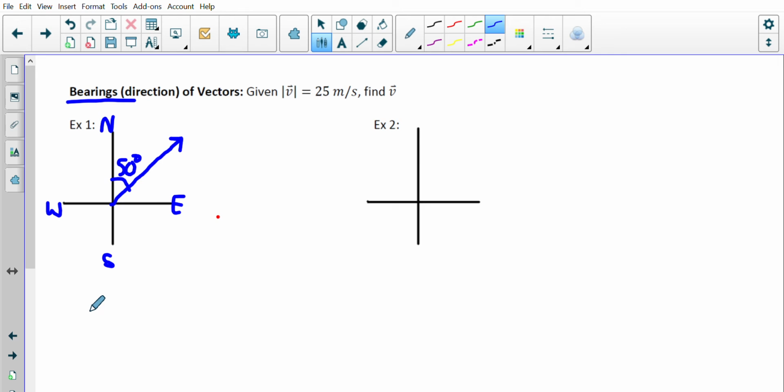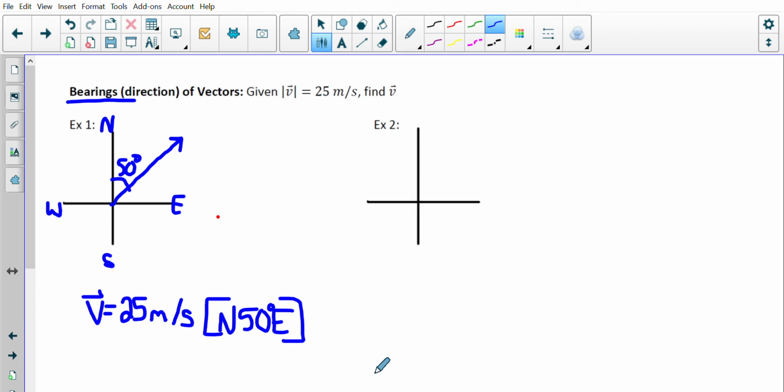And so in this case, if I was to write down what vector v would be, first of all, I know it has a magnitude of 25 meters per second. Now, again, with a vector, you need the direction. And so in this case, we start at north and we move 50 degrees towards east. And there is vector v. All right, so again, it has magnitude and direction.